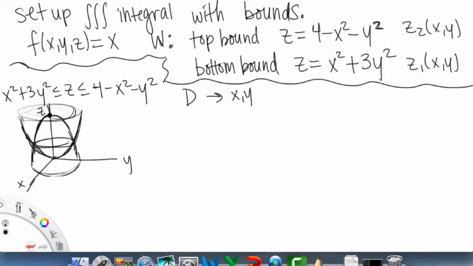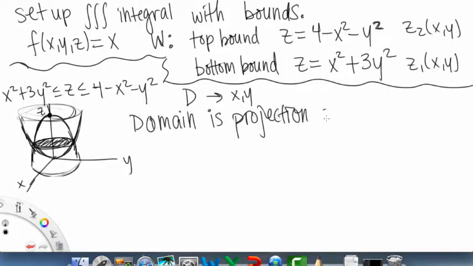So the important point here is the intersection between these two surfaces. At this intersection, this disk that I just drew, I'll shade it in here. This is the intersection between the two surfaces. And like I was discussing earlier in this video, the projection is D, or our domain. So I'll put: domain is the projection of W, so of our region, onto the XY plane.